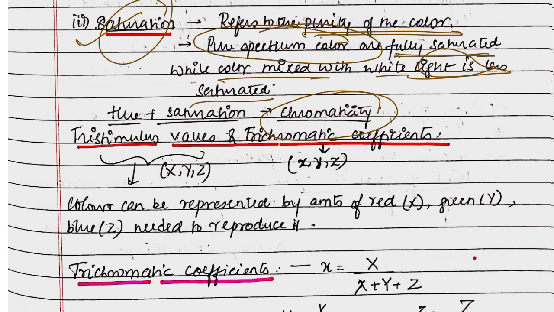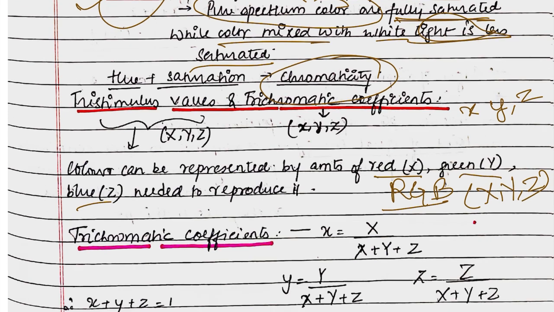Next we have tri-stimulus values and trichromatic coefficients. Tri-stimulus values are the amounts of the RGB components, that is red, green, and blue, needed to reproduce a color. They are represented by capital X, capital Y, capital Z, whereas the trichromatic coefficients are determined by small x, small y, small z. So what are the equations for that?